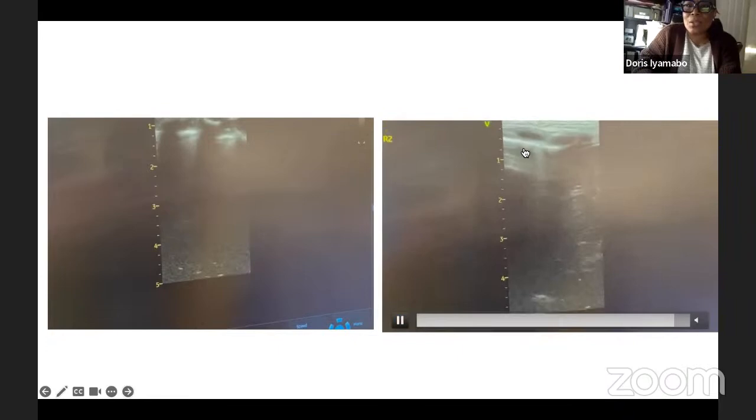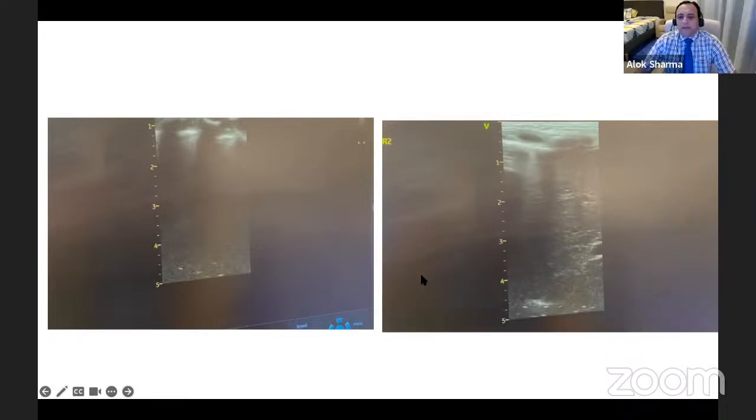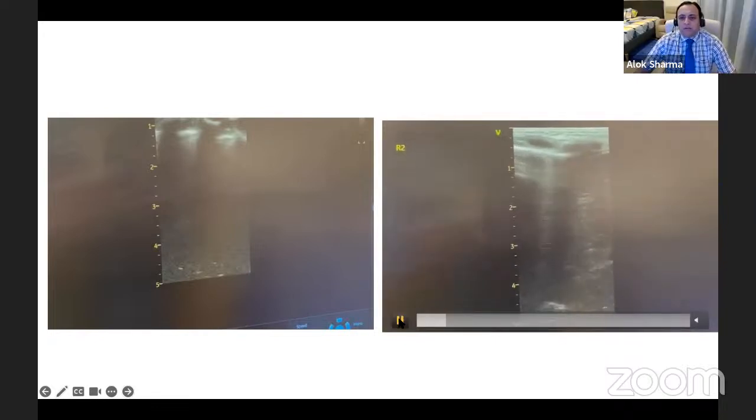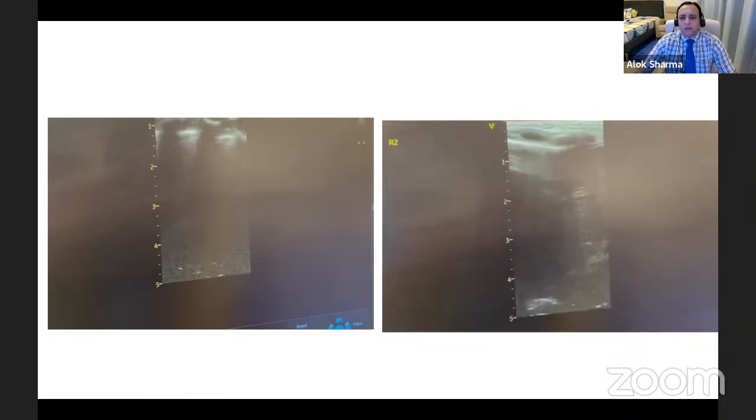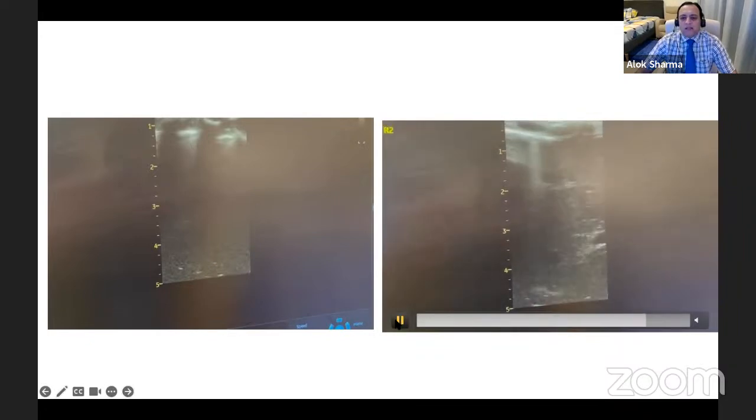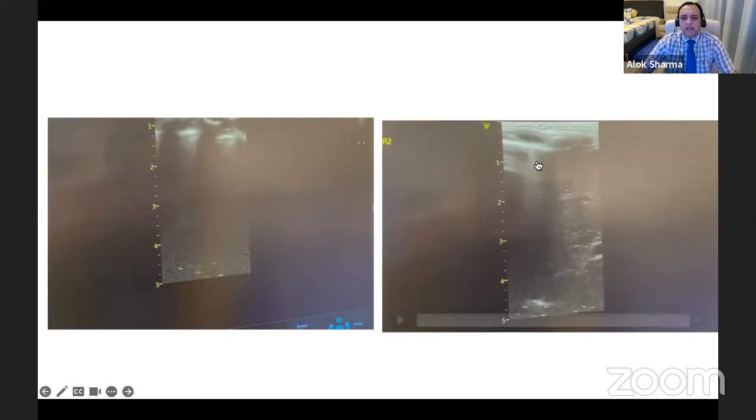Beneath the pleura, this area, knowing his background history, I'll call this subpleural consolidation. If you could just press the image again. You've got two ribs visible. You've got dropout behind this rib on the right side. So if you take your cursor up to the right-sided rib, there's dropout behind it.